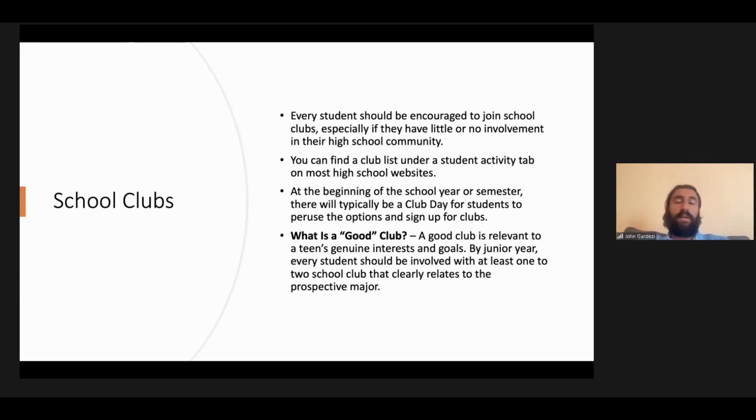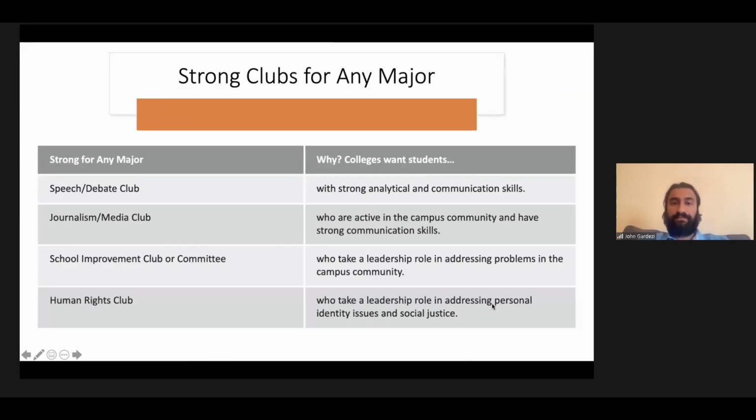If you're going to go into a STEM field, you probably want to join some sort of a science club or competition team. If you're going into the humanities, you might want to be joining a debate society or a history club or an art club. So think about your school clubs and school activities through the lens of what you potentially want to study in college. And now let's talk a bit about strong clubs by major.